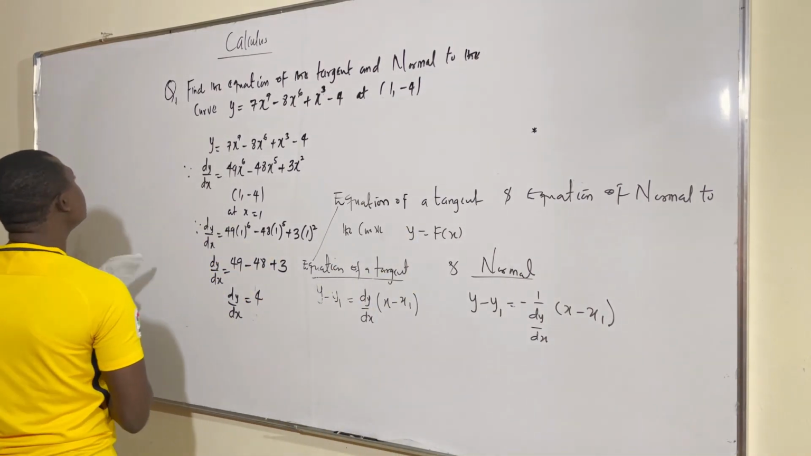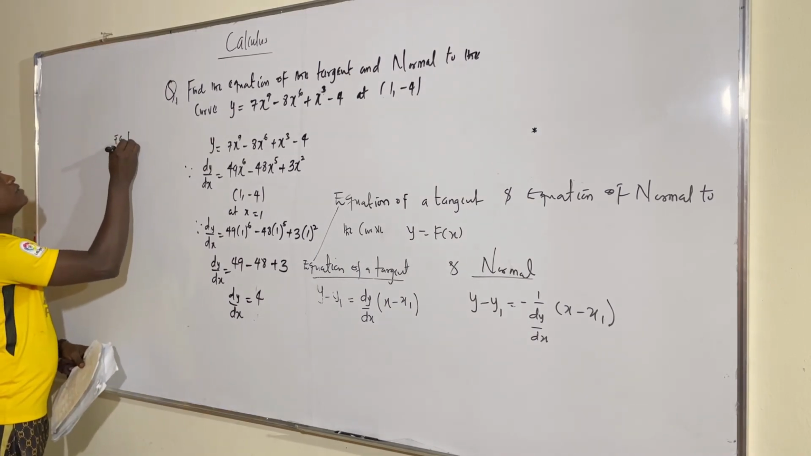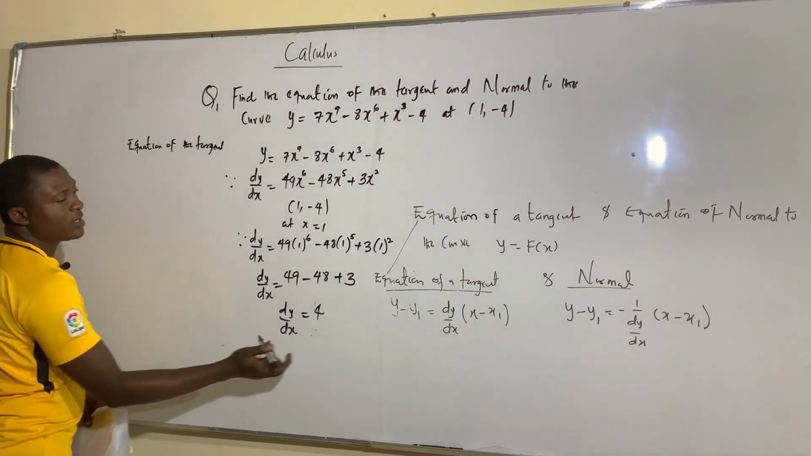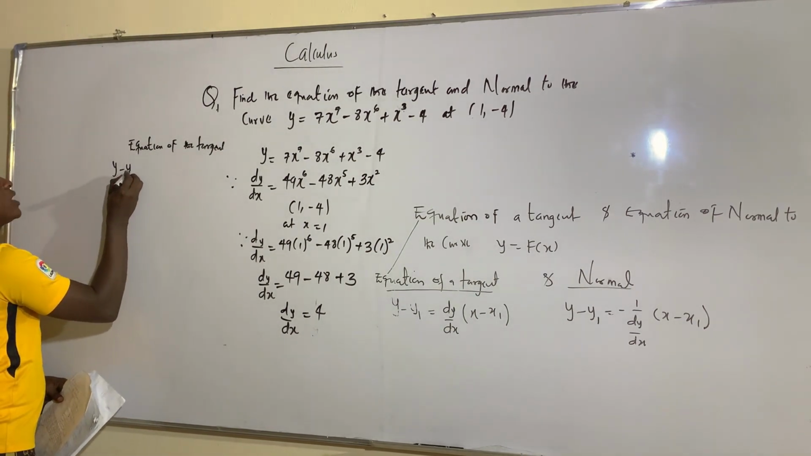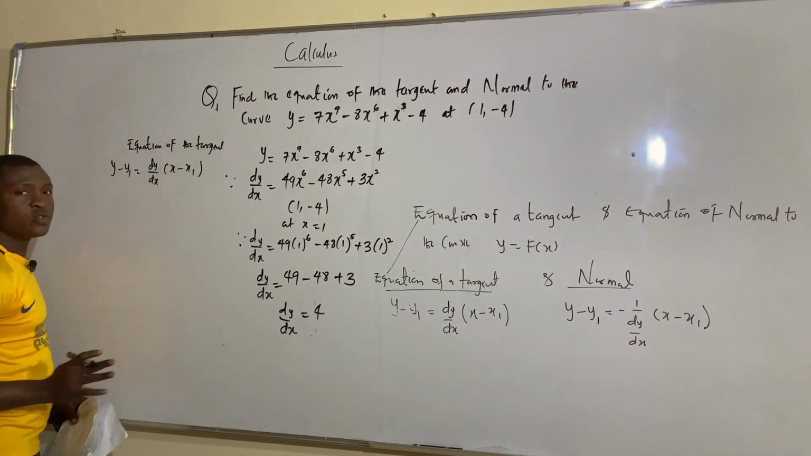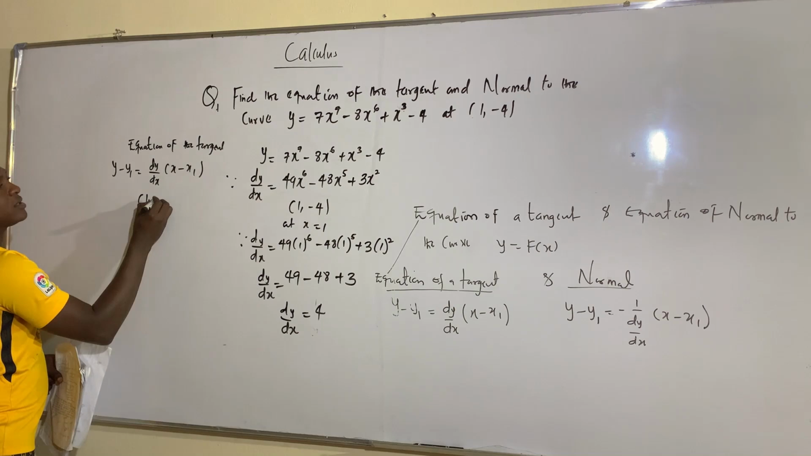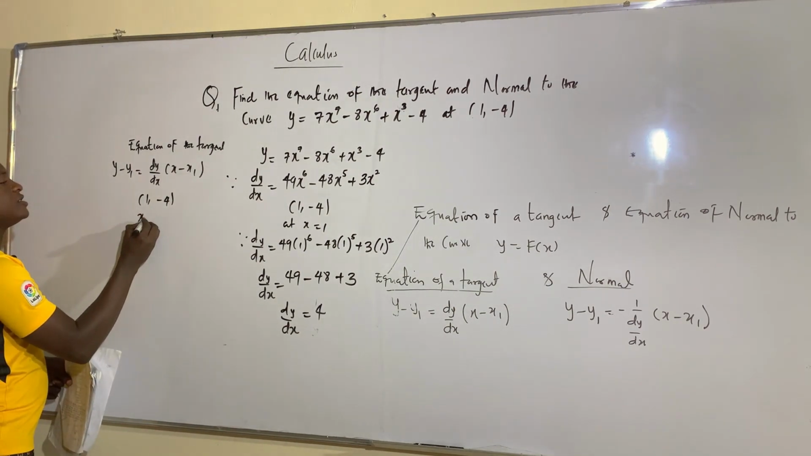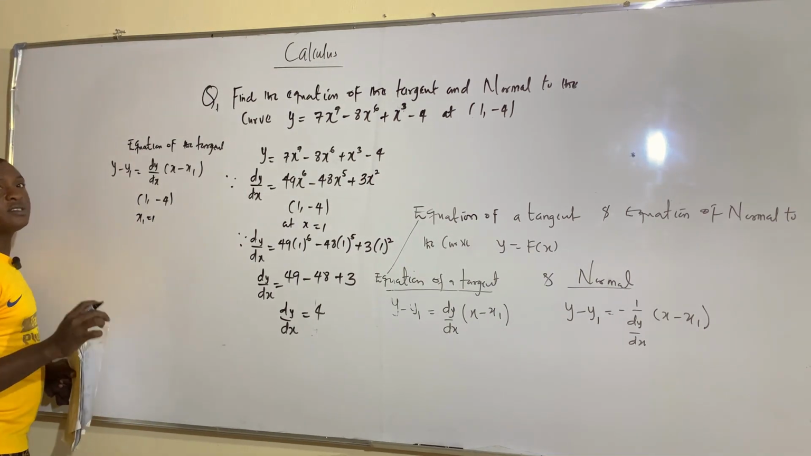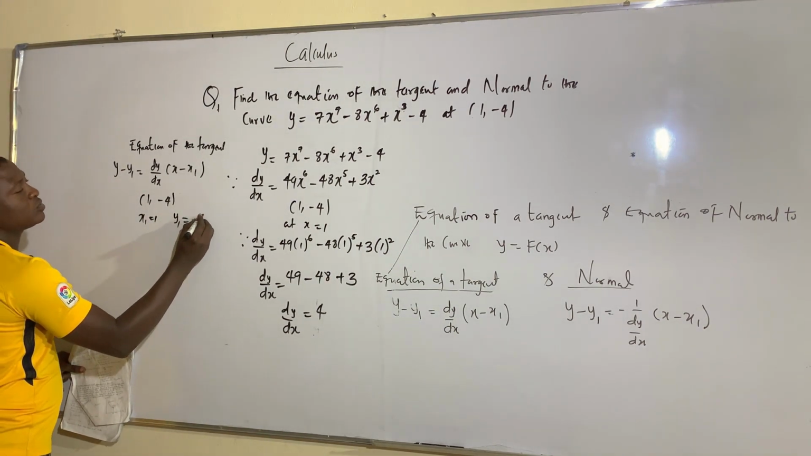So if I want to find the tangent now, for the first one, the equation of the tangent, from that formula, what do we have? We said we are going to have y minus y1 equal to dy/dx of x minus x1. So we now go back to the point you are given, which is (1, -4). So this is your x1 and this is your y1. x1 is 1. I told you the first component is for x, the second component is for y. So our x1 is 1 and our y1 is equal to -4.